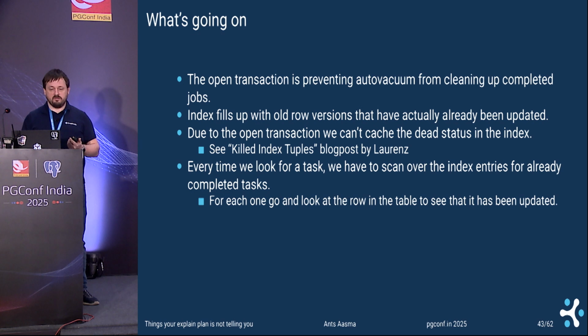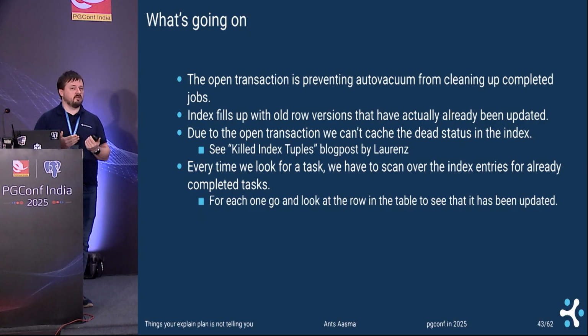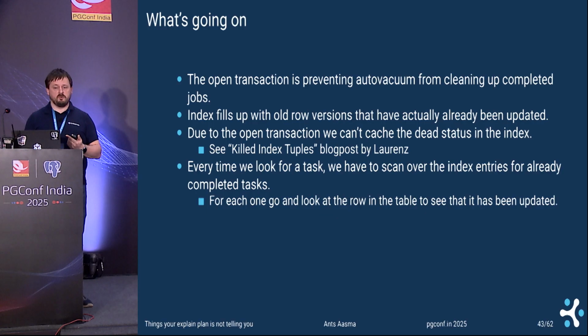What's actually happening is that because of the open transaction, our autovacuum cannot clean up the completed jobs. Those will remain in our table, and we will have to use our transaction isolation to figure out which one of those is visible to us and which one is not. And even worse, there is a method in the index where we can mark an entry as not visible to anybody. If somebody looks up a row from the index and finds it to be dead for everybody, then they can go back to the index and mark it as killed. And the next person that comes along can just skip it because they know that it's not visible. But because there is one backend that can still see this row, we cannot kill it yet, and that's why we need to keep it around.